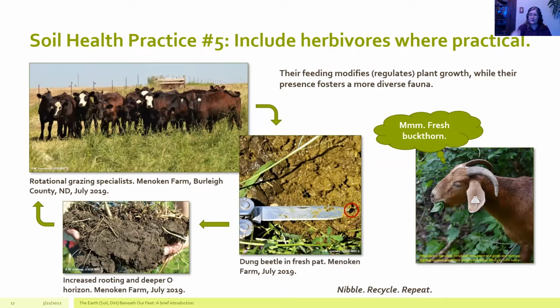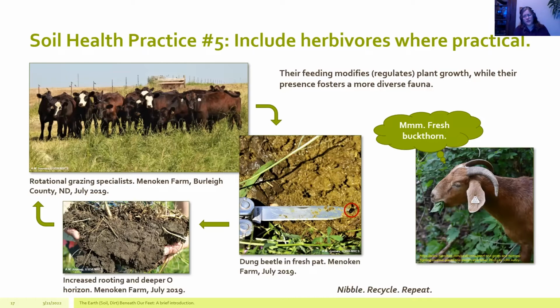And then they will burrow straight down into the soil, taking that cow pat material with them, lay their eggs. Their larvae will eat the cow pat that has been thoughtfully put down in the rooting zone by their parents. And then their frass, which is insect feces, is even more bioavailable. All this stuff is right where the plant roots want it. So you get increased rooting of plants, you get a deeper O horizon, you get a much healthier soil.